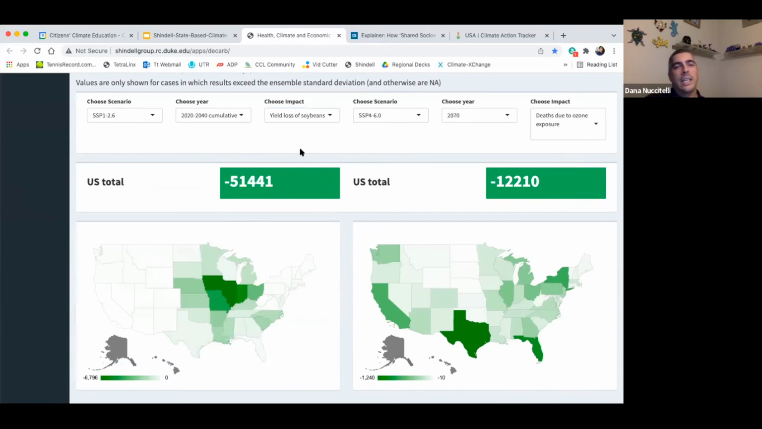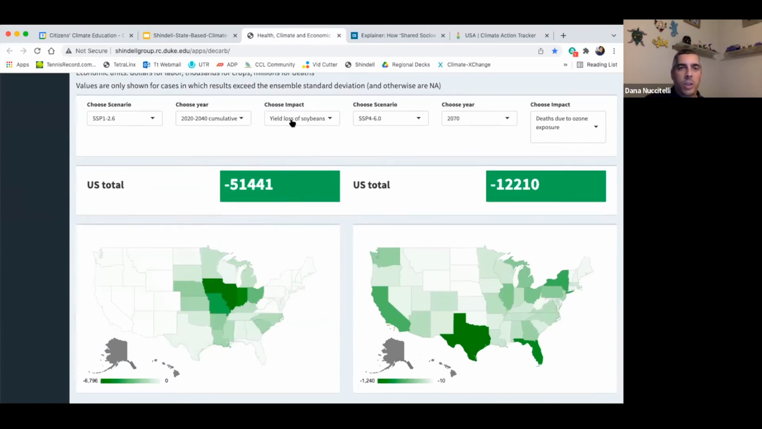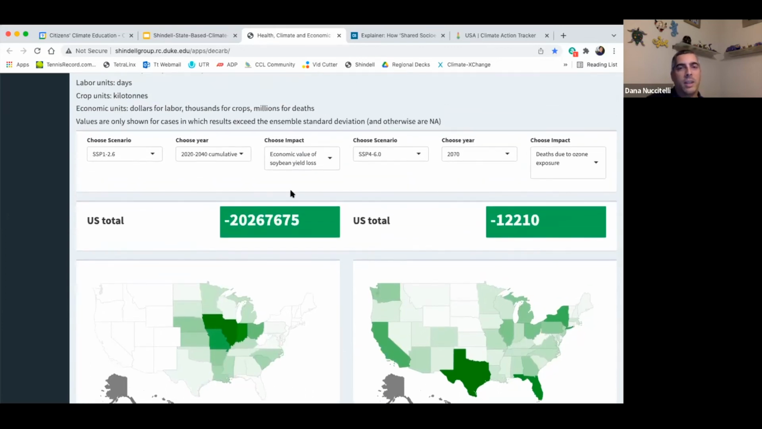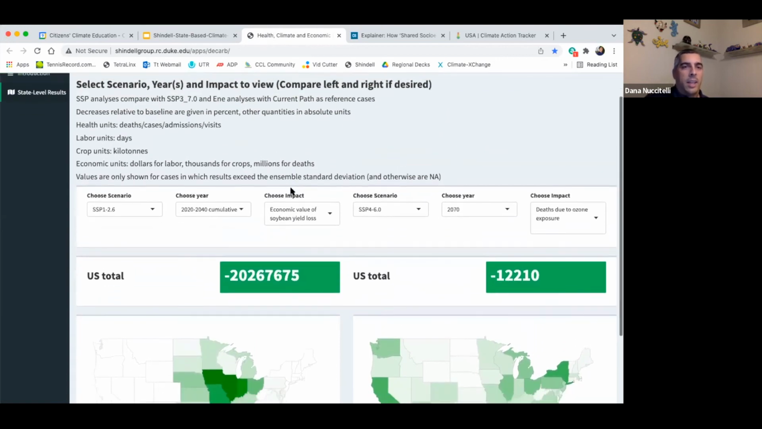And so this tool both gives you the yield loss and it also gives you the economic value of that yield loss. So if you scroll down, you can see the economic value of soybean yield loss for each state. So you can do both those things, both the quantity loss and the economic value of that avoided loss of soybeans. And then up here toward the top, it gives the units for each of these different impacts. So when you're looking at lost work days, it's in days. The number that they give you over here, that's the number of days.